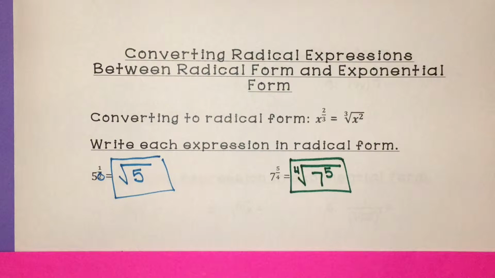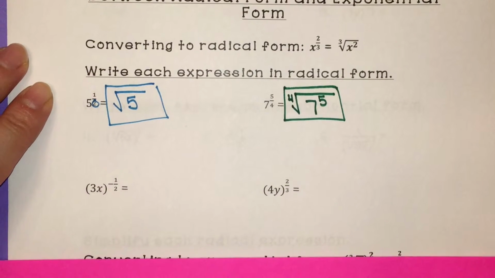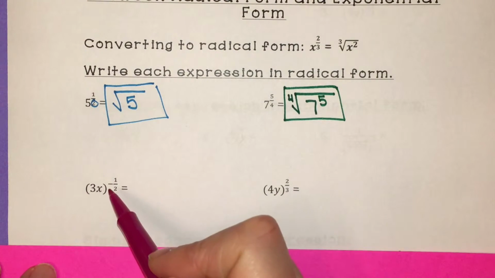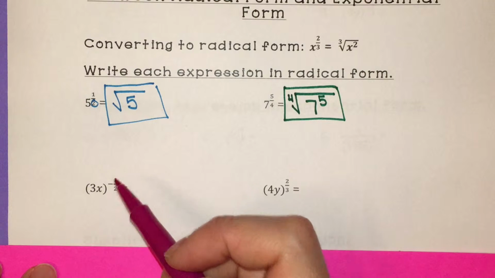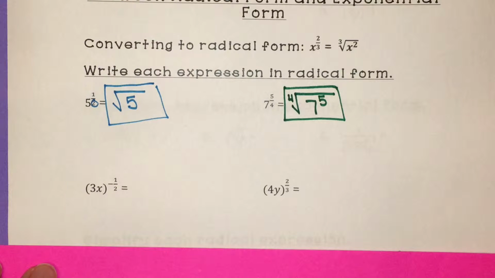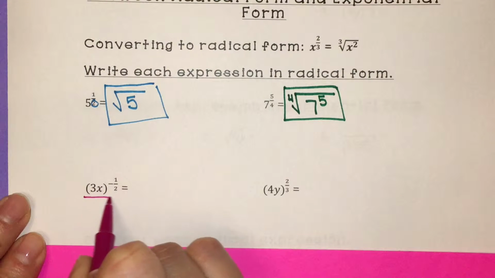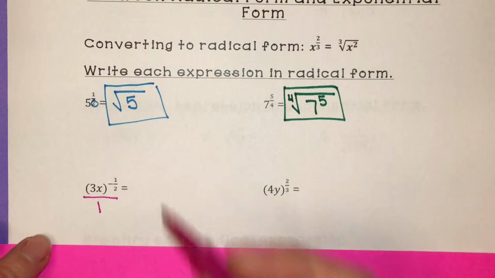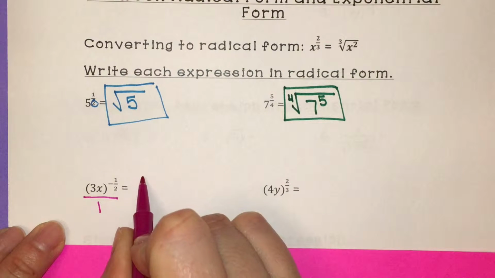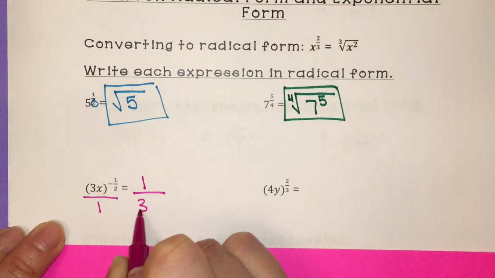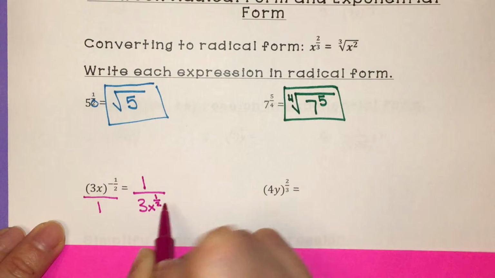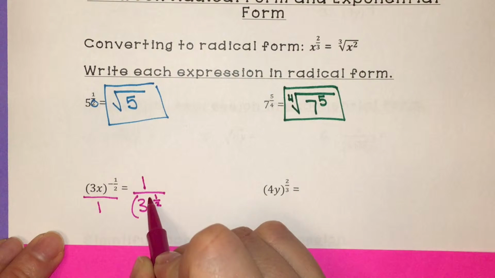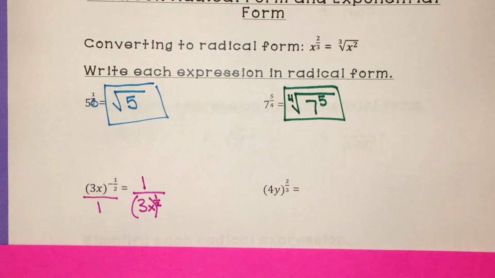Okay, so this one's pretty easy. All right, till we get negatives involved. Anytime you have a negative exponent, to make your exponent positive, you just move the entire thing to the denominator. So this would be over 1. You just move the whole thing to the denominator. So this becomes 1 over 3x to the power of 1/2. So that is how you get the exponent positive.